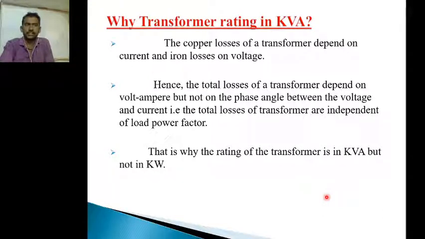With this we complete the transformer losses, efficiency and regulation, maximum efficiency, the condition for the maximum voltage regulation and zero voltage regulation, and why transformers are rated in kVA. In the next video we will see the various tests on transformers. Thank you.